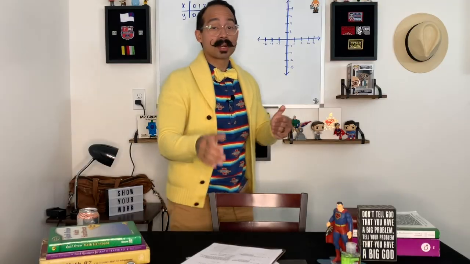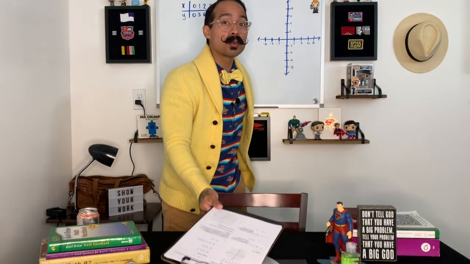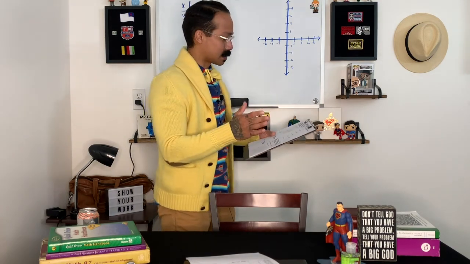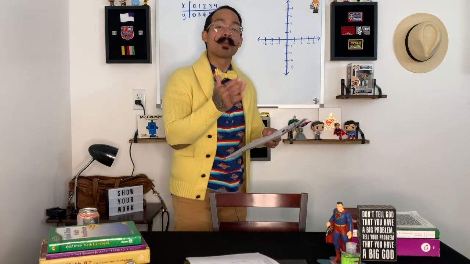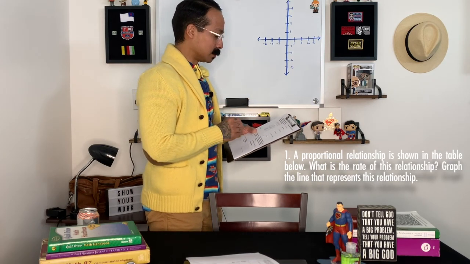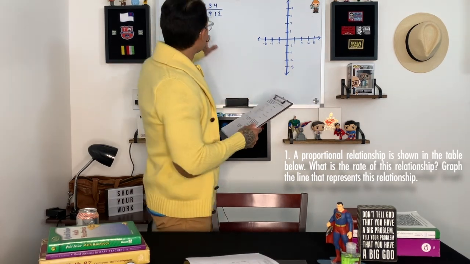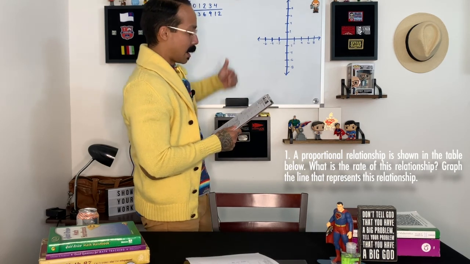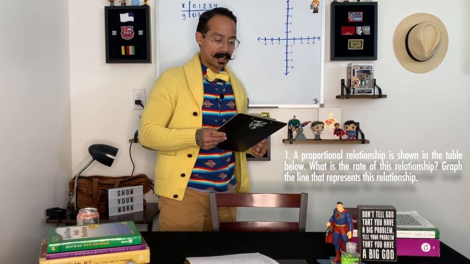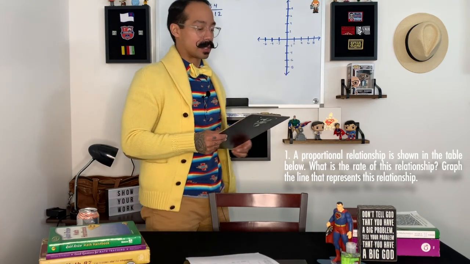All right, so let's get started with question number 1 of our weekly quiz for week 3. The question was asked of us. It says a proportional relationship is shown in the table below. We have a table here that was given, and we're asked what is the rate of this relationship, and then we're asked to graph the line that represents this relationship.